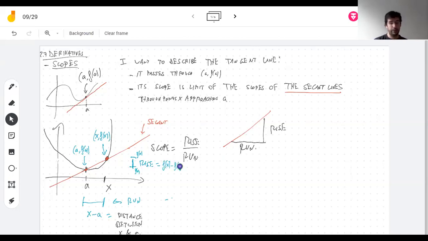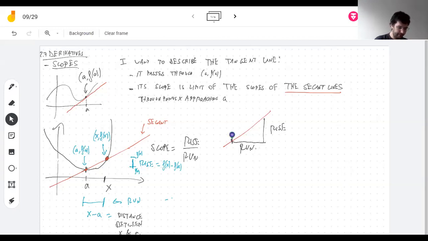This could be a negative number. It would make sense if f of x was lower than f of a. This difference would be negative. It would be telling me that I'm going down. That makes perfect sense. Negative numbers are your friends.